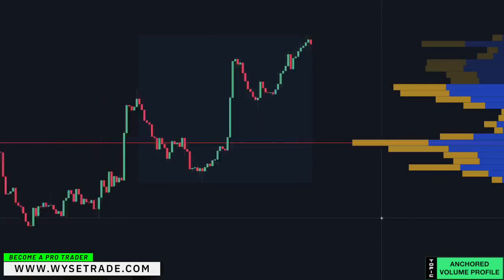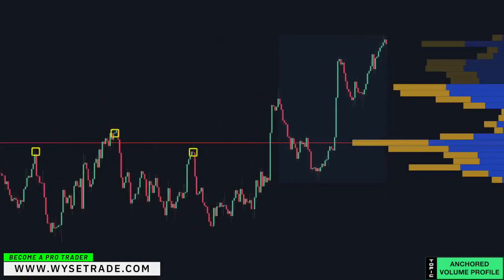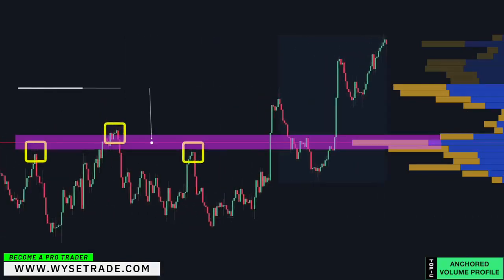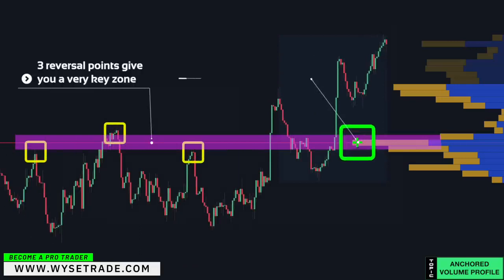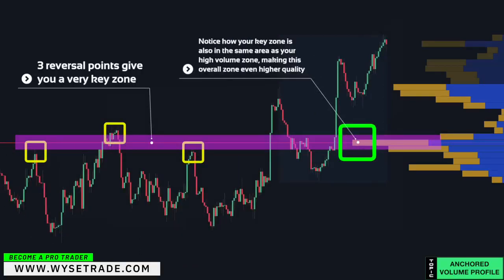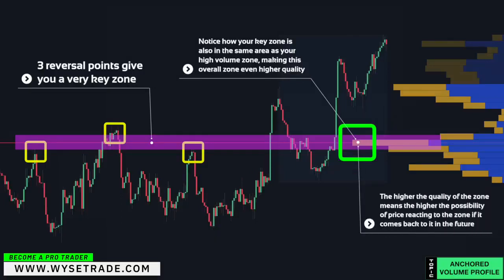So if you zoom out, notice these three very key reversal points that give you a key level, and they are also in the same area of your high volume zone, making this overall zone here even higher quality. The higher the quality of the zone means the higher the possibility of price reacting to the zone if it comes back to it in the future.